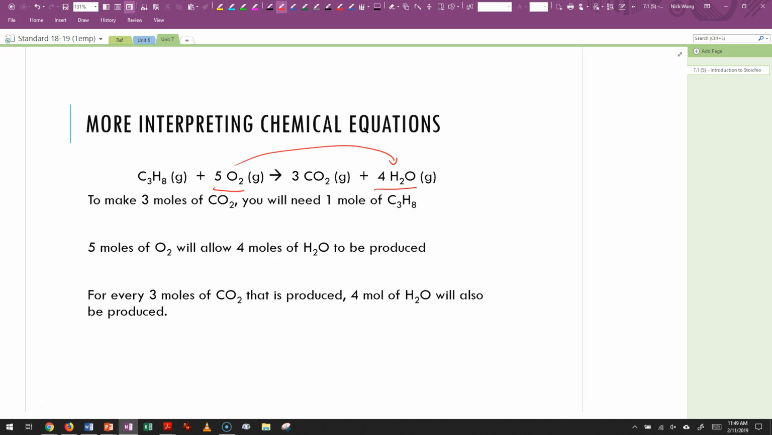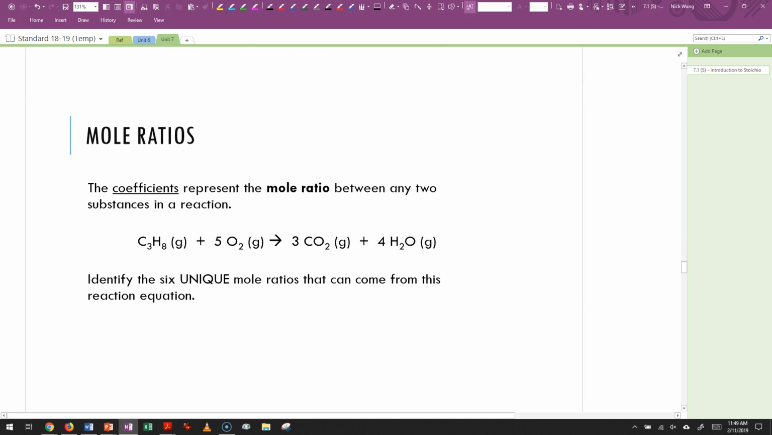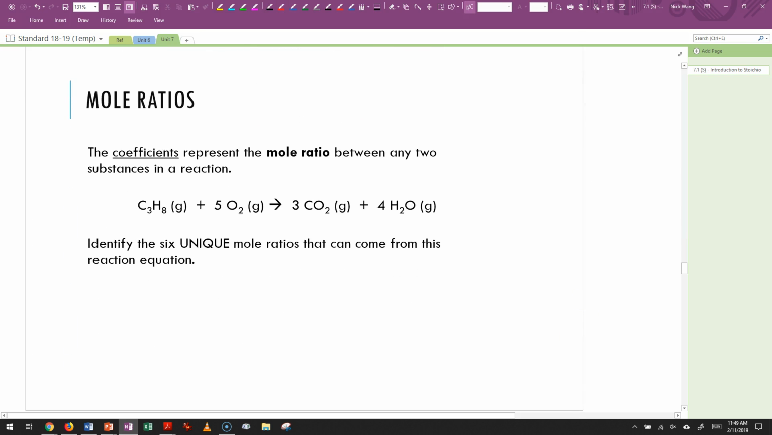So again, the idea is that we don't really necessarily say that the other substances are involved. We're just only focusing on those. So keep that in mind as you look at some of these other problems. Mole ratios, the coefficients, is really the focus here, if you haven't noticed. That coefficient can represent the mole ratio between any two substances. So let's go ahead and take a look at this and identify 6 unique mole ratios that can come from this reaction equation. I'll start off by giving you a couple of them.